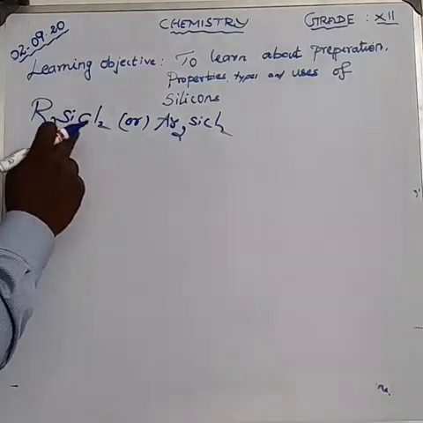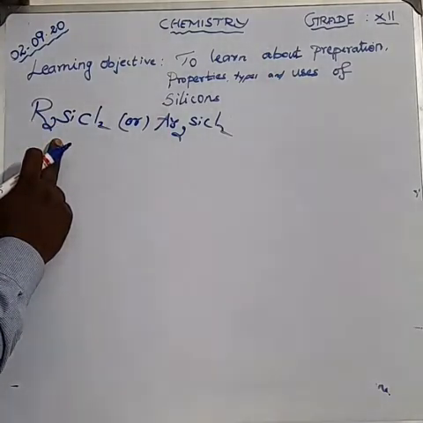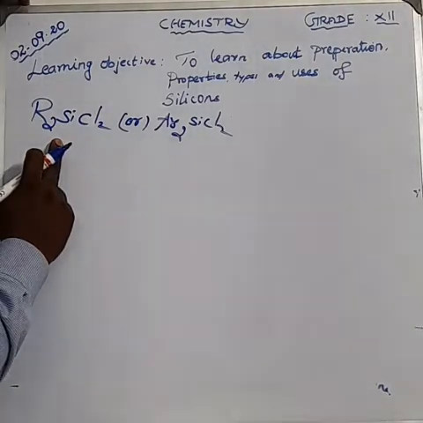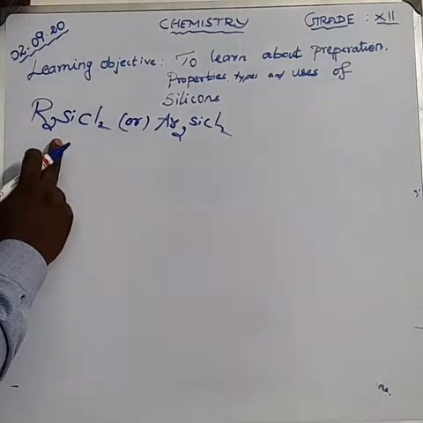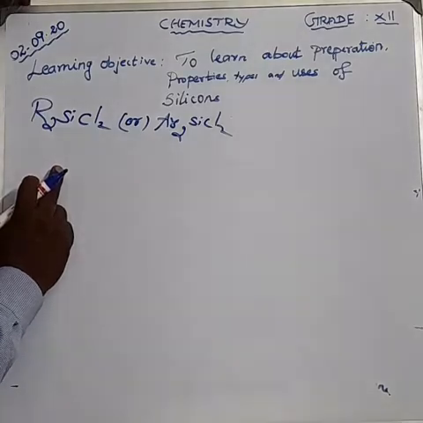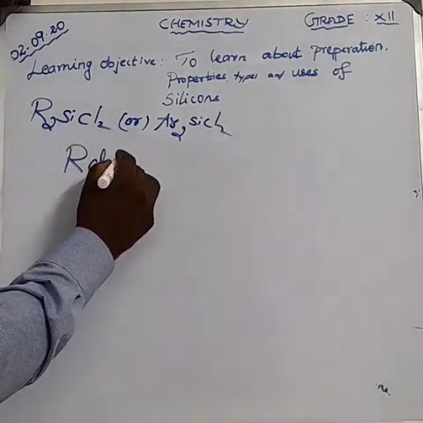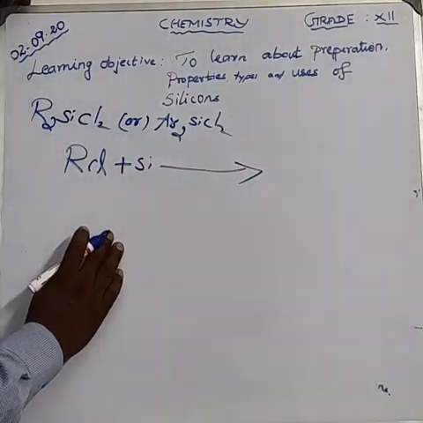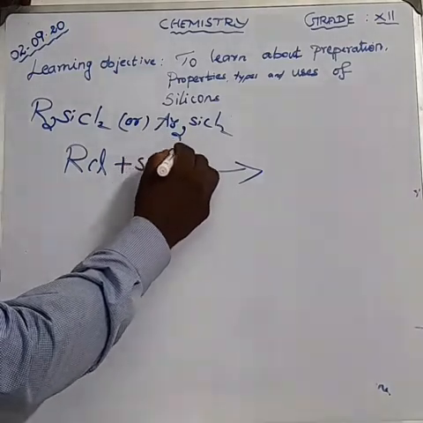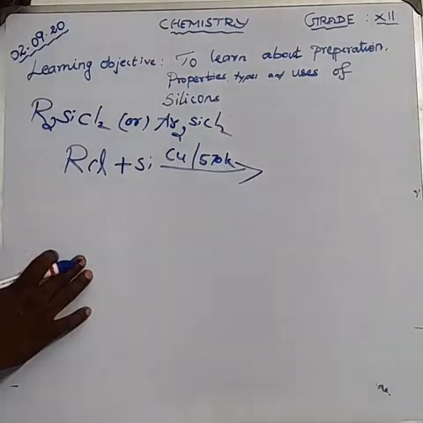Dialkyl dichlorosilane is obtained by the reaction between RCl and silicon, or ArCl and silicon. First, we are taking RCl, alkyl chloride. RCl reacts with silicon in the presence of copper as a catalyst at 570 Kelvin. What will be the product?